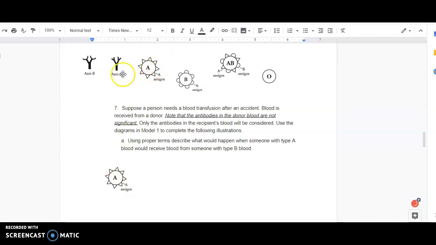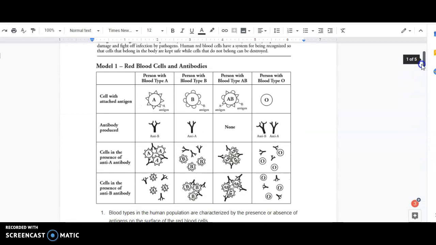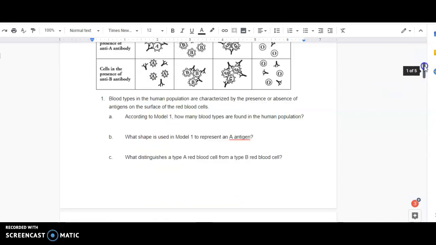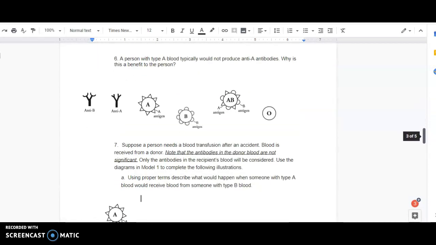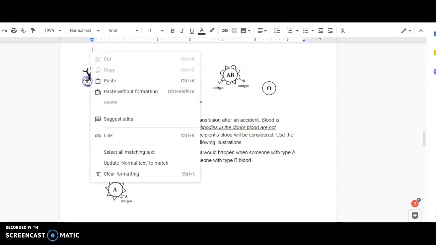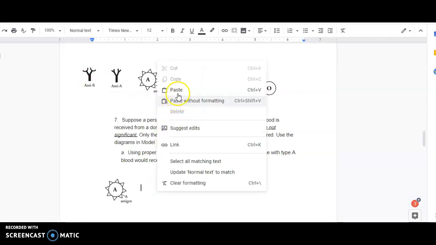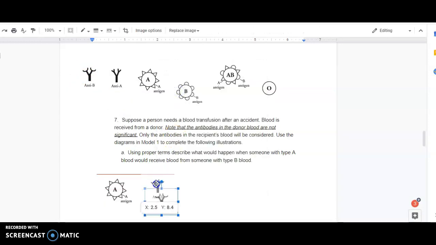And if they have A blood, do they make antibodies? Well, I'm going to reference my model in case I need to know. A blood cells make anti-B antibodies. So, since they are the person receiving the blood, they would for sure have their own blood type, and they would also have their own antibodies. So there is our person receiving the blood.